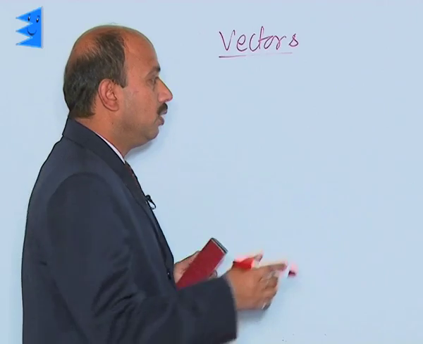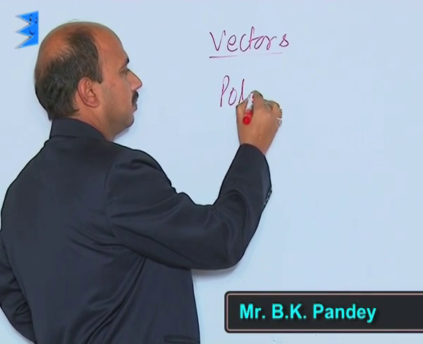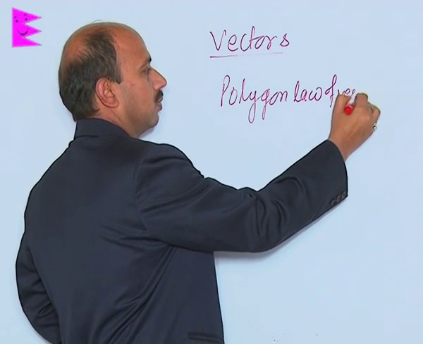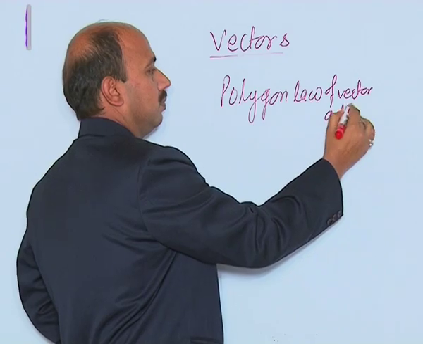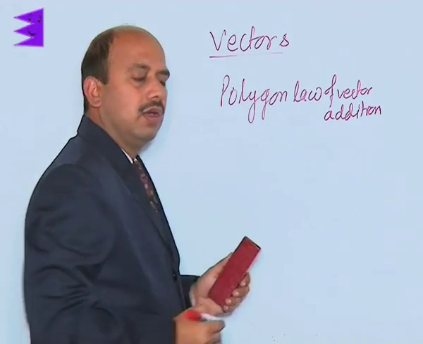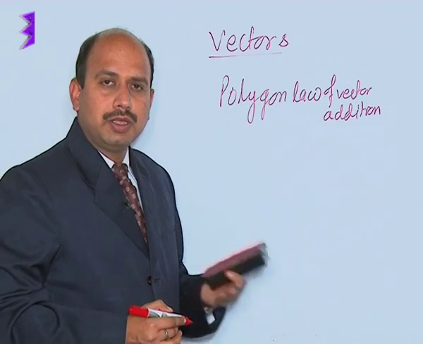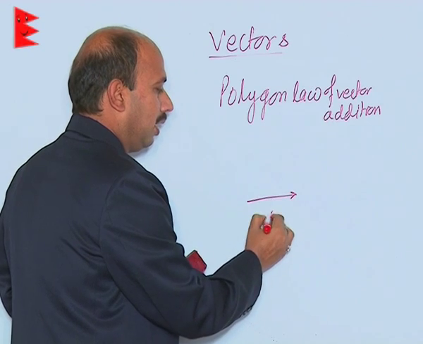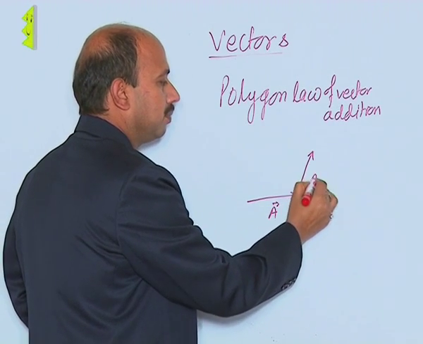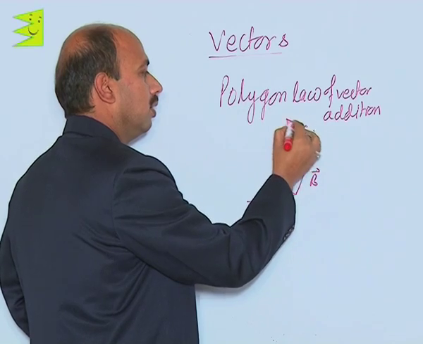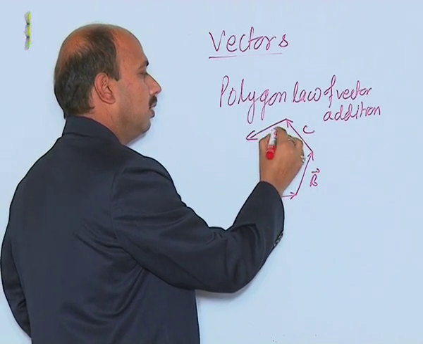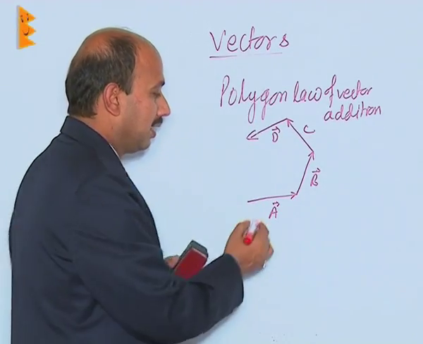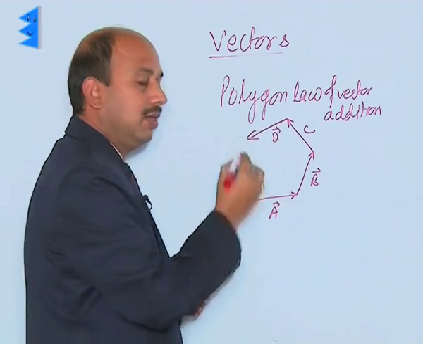So, now we will take polygon law of vector addition. Here we have to take a number of vectors. Till now we were taking only 2 vectors. Now here we will be taking a number of vectors. Suppose you have taken vector A like this, and this is vector B, and this is vector C, this is vector D. So, I have taken 4 vectors. All these vectors are in the same order, like vector A, vector B, vector C, vector D.